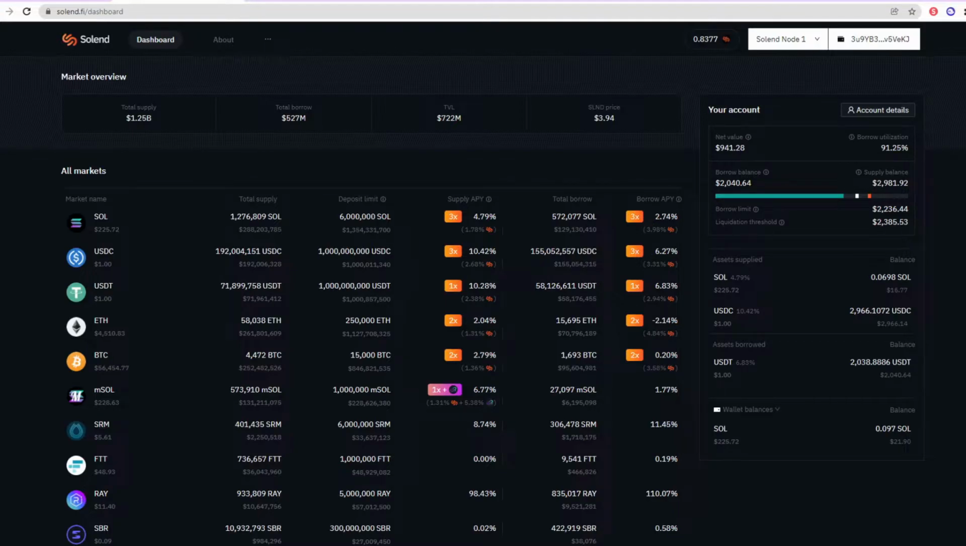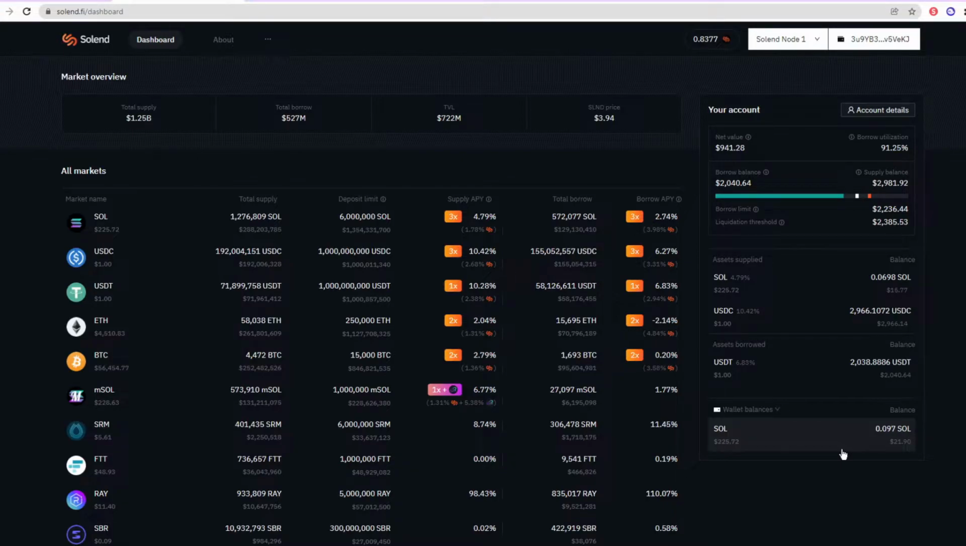So in your Phantom wallet, you must have some SOL for gas fees. So many times if your transaction fails, it's because you do not have enough SOL inside your wallet balance. You need to keep, I think, 0.05 at least. Okay. So Solend is a lending protocol, which means the things you do on Solend are to borrow and to lend.